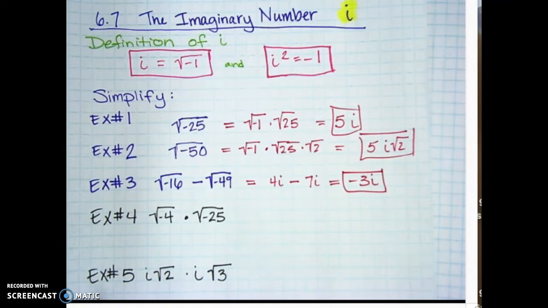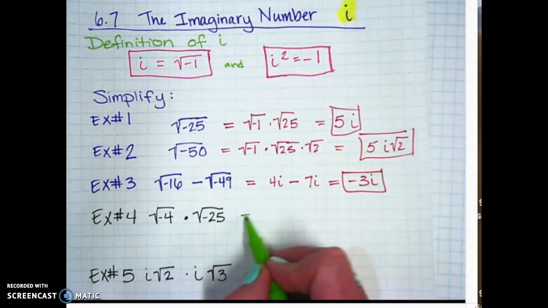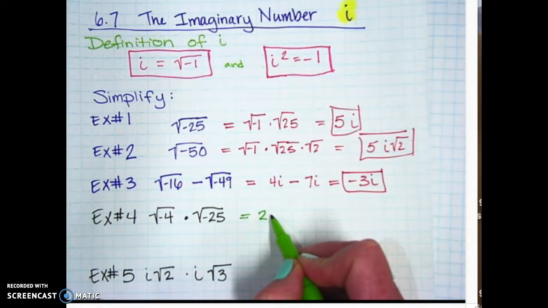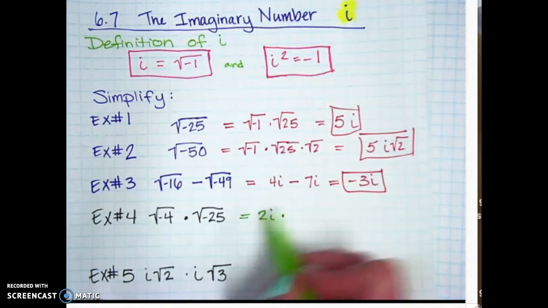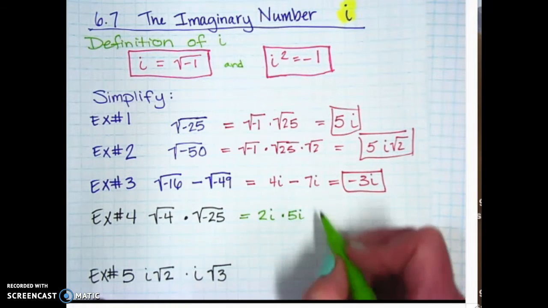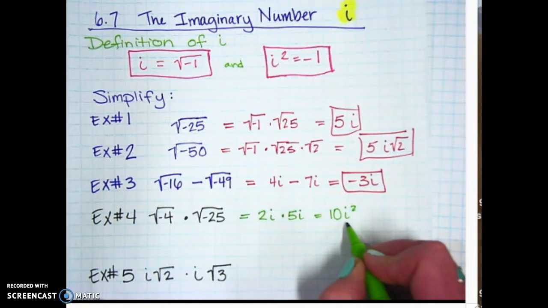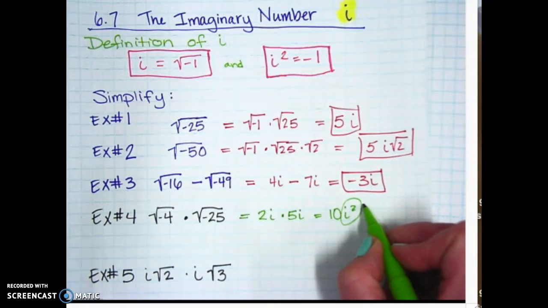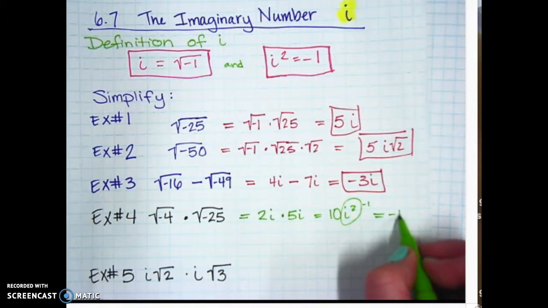Jumping down to number 4. So for example number 4, we have the square root of -4. We simplify that, we're going to get 2i, and then times the square root of -25, which is 5i. Then we can multiply those two together. 2i times 5i is 10i squared. This I squared is -1. So this actually simplifies all the way to -10.